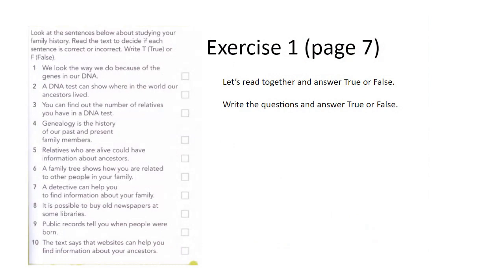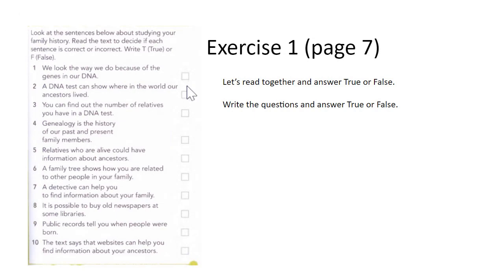Look at the sentences below about studying your family history. Read the text to decide if each sentence is correct or incorrect. Write true or false. True is betul, false is salah lah. Okay, false is tidak betul. We look the way we do. Okay, we look at number 1. We look the way we do because of the genes in our DNA. Is this true or false?